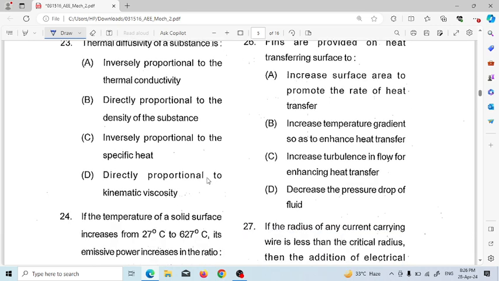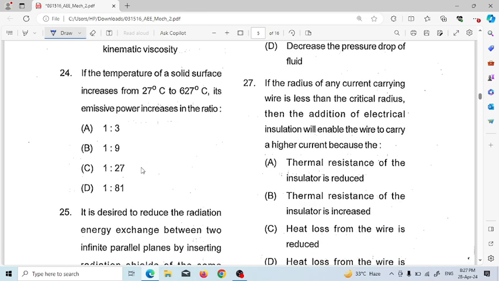Next question number 23. Thermal diffusivity of a substance is inversely proportional to thermal conductivity, directly proportional to, inversely proportional to specific heat. So thermal diffusivity alpha is equal to K by rho Cp. So thermal diffusivity is inversely proportional to specific heat at constant pressure, whether thermal conductivity kept constant, so inversely proportional to specific heat. Option C is the correct answer.